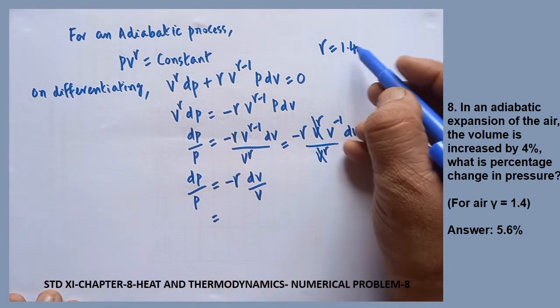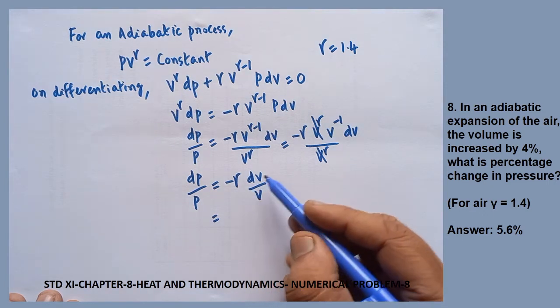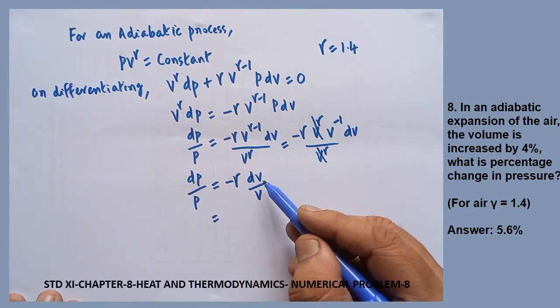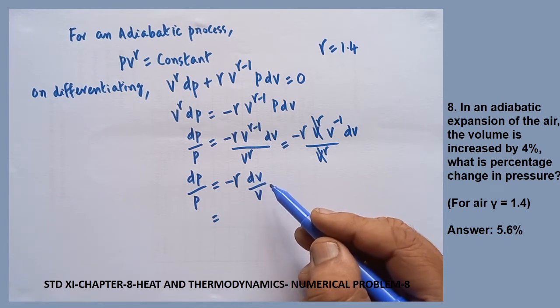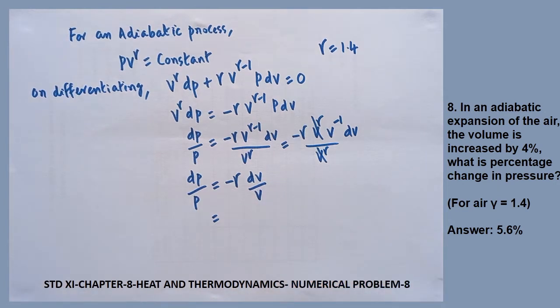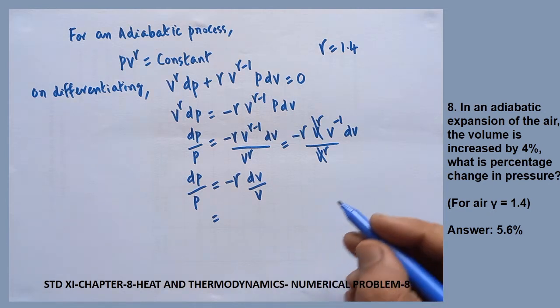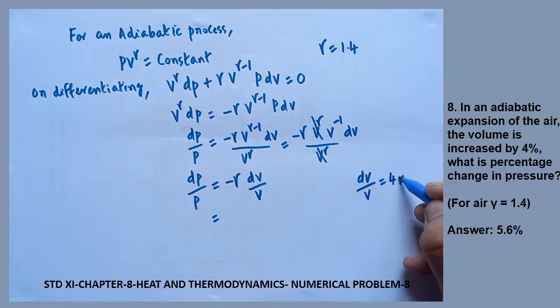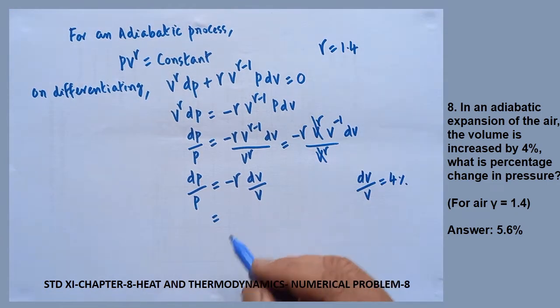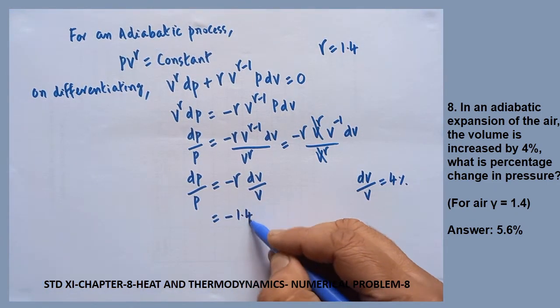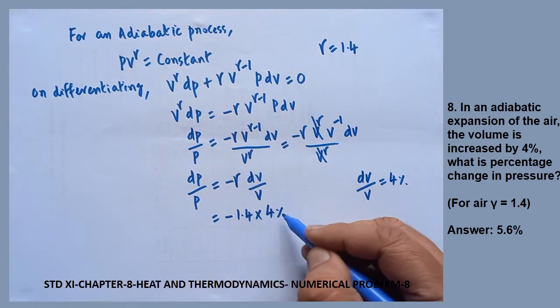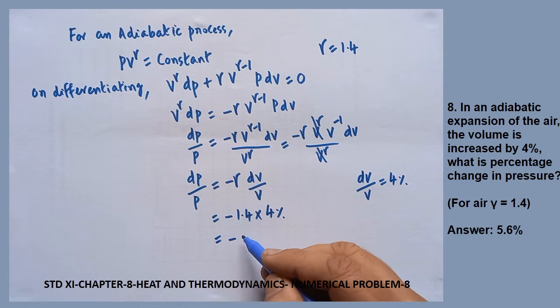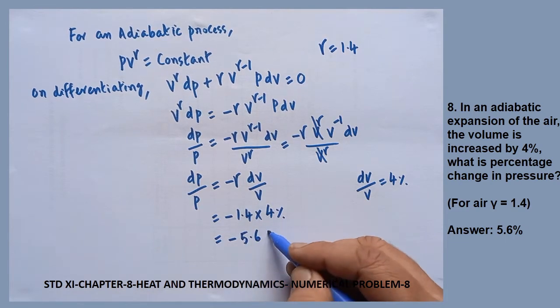Here already the value of gamma is known. The percentage change in the volume is given. Are you clear? Again we will recall what is mentioned in the problem. The volume is increased by 4%. Volume is increased by 4% means dV by V is equal to 4%. That must be substituted, gamma must be substituted, minus 1.4 into 4%. If both are substituted, you will get minus 5.6%.